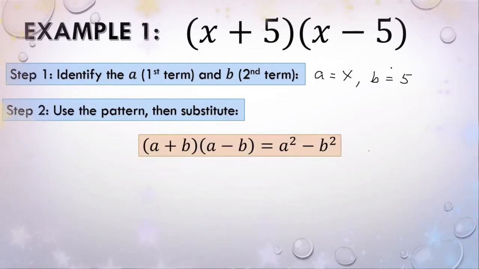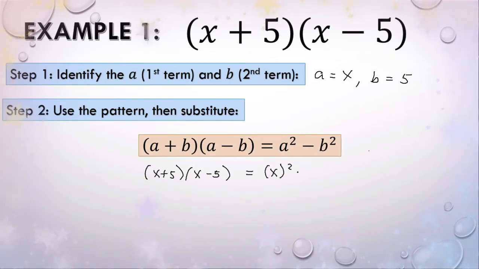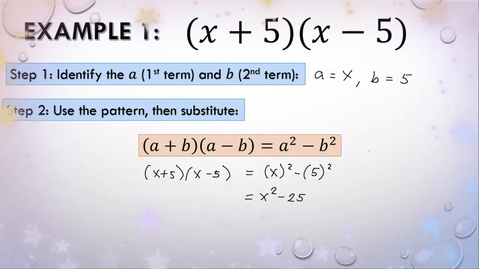The pattern is a squared minus b squared. So, if the given is x plus 5 and x minus 5, we will just substitute x to a and 5 to b. Then simplify. It will become x squared minus 25. As easy as that. And always box your final answer. Let's have example number 2.